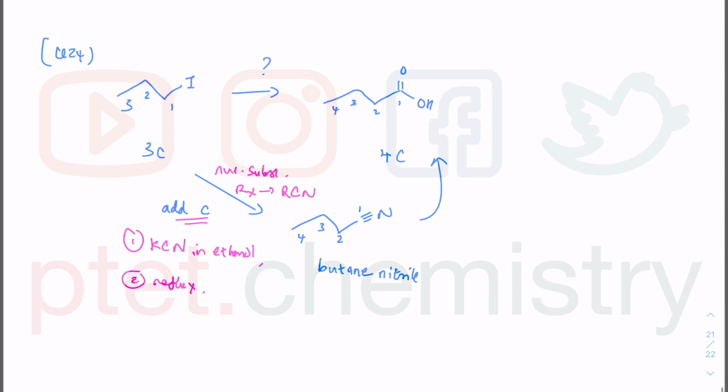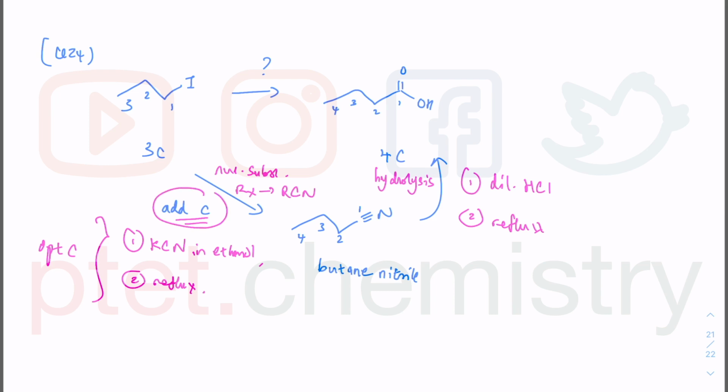On the other side, this is your hydrolysis of nitriles. You would just need dilute HCl or dilute H2SO4, and you need to reflux it, and you can get the nitrile to become carboxylic acid. So very clearly, this question is asking about this side, which is adding carbon. So it must be option C. It cannot be option A or B or D, because we need to add carbon.